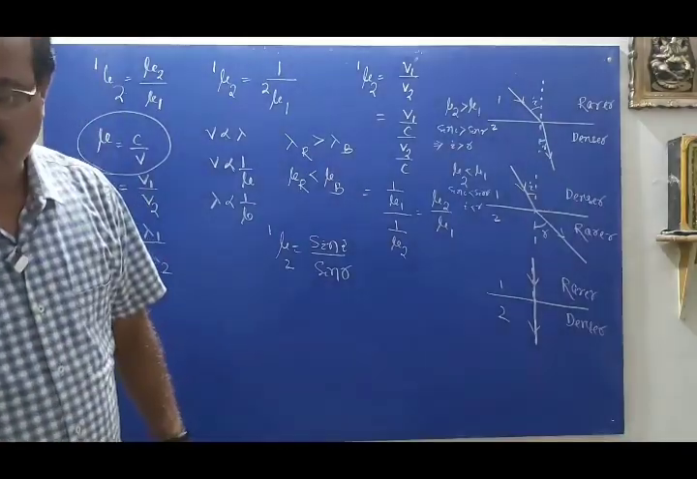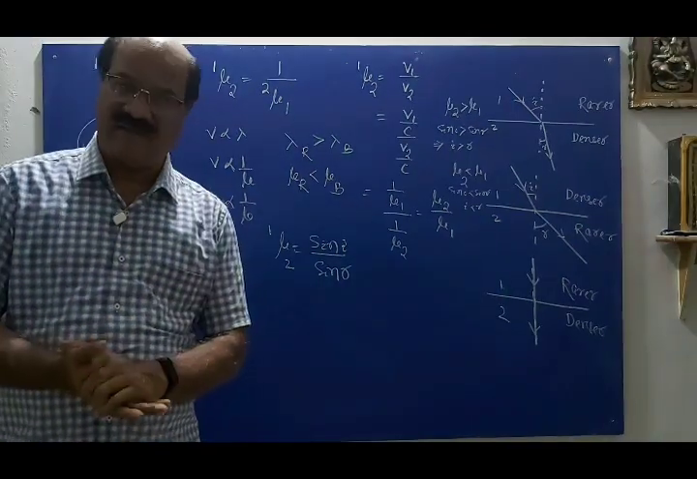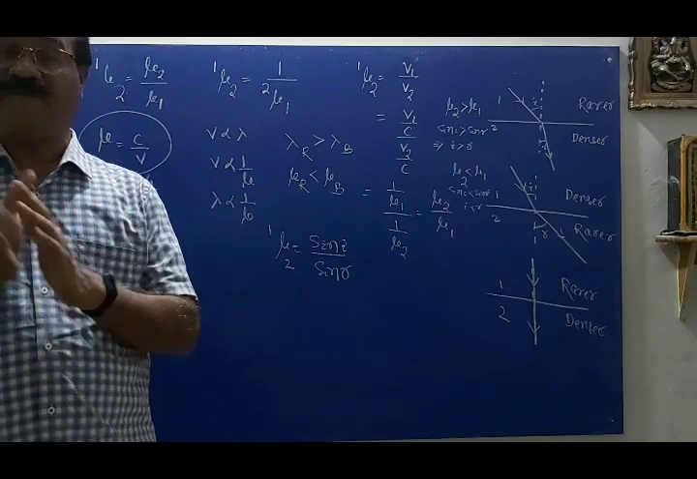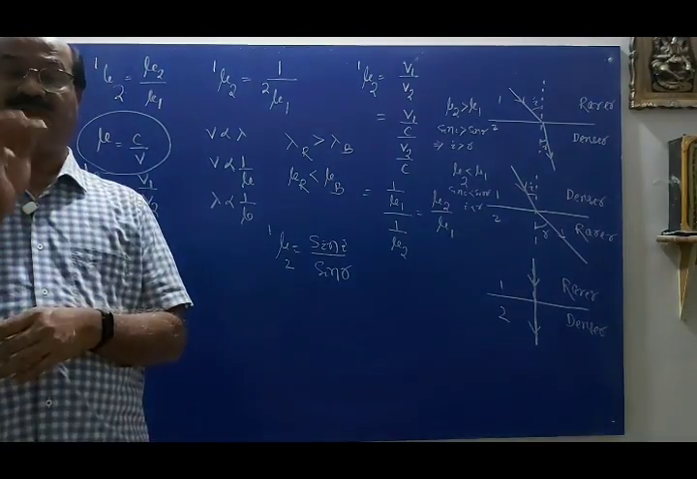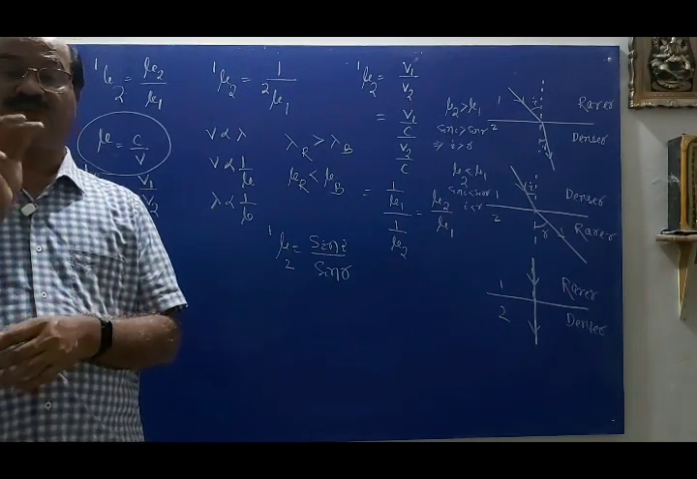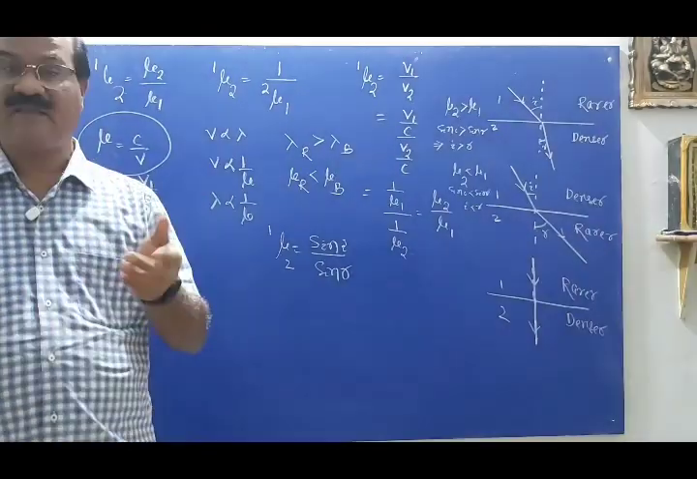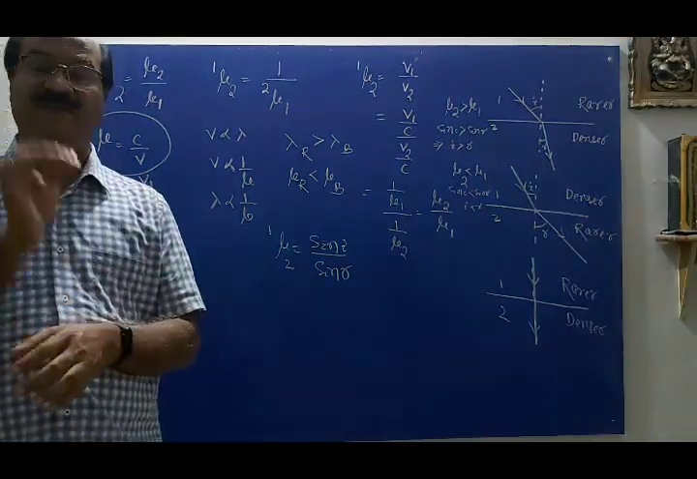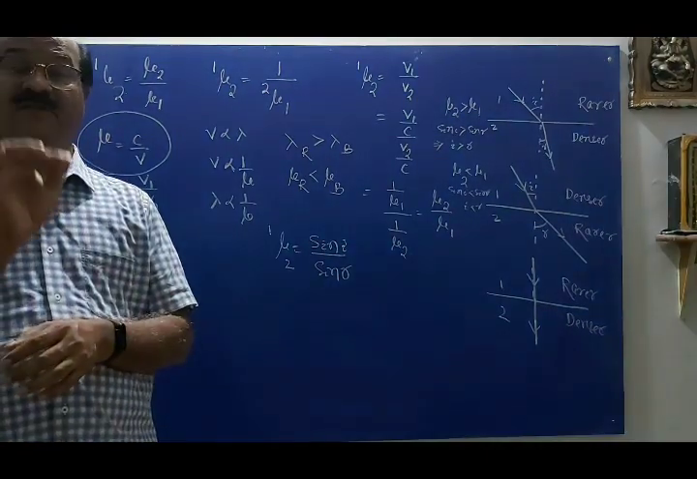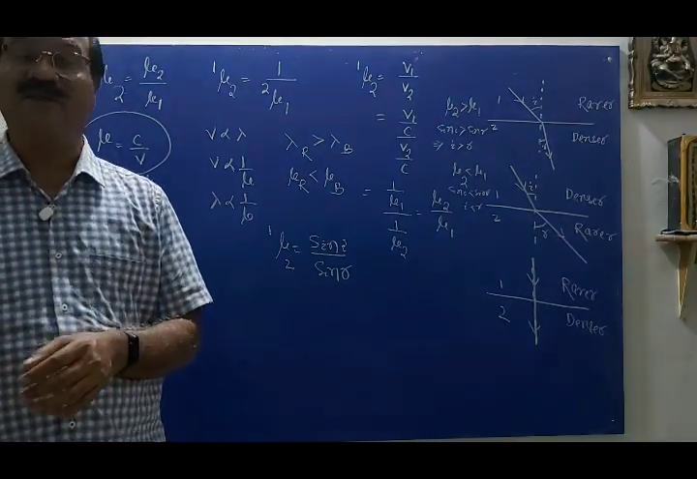The definition of refractive index in terms of velocity and in terms of wavelength: absolute refractive index of a medium is defined as the ratio of velocity of light in air to velocity of light in the given medium. In terms of wavelength, the refractive index of a medium is defined as the ratio of wavelength of light in air to wavelength of light in the given medium.